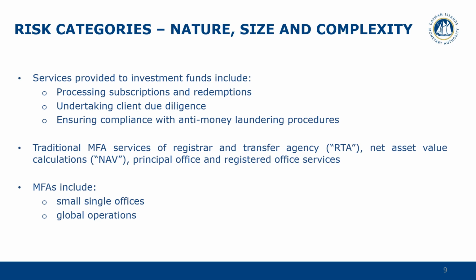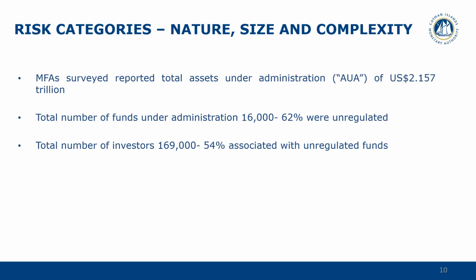MFAs can include small single offices, and they can include global operations. So from the MFAs that we surveyed, they reported that total assets under administration were over $2 trillion US. The total number of funds under administration was 16,000, of which 62% were unregulated, and the total number of investors was 169,000, 54% of which were associated with unregulated funds.